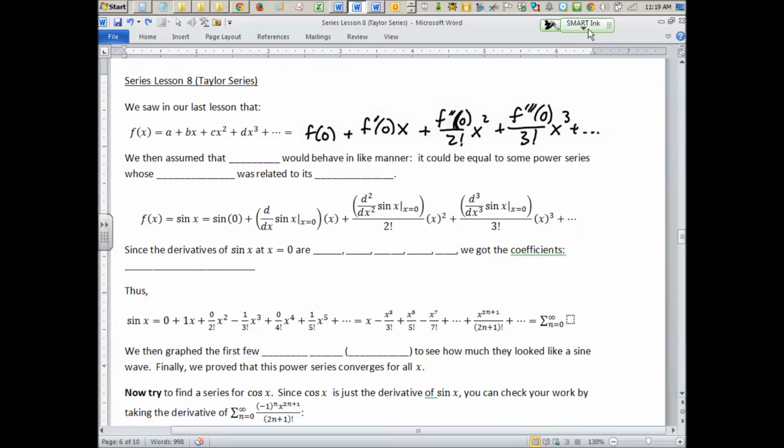Video. Okay? So anyway, we assumed also then that sine x would behave in like manner. Even though sine x isn't really a polynomial, maybe we could think of it as a polynomial and figure out its coefficients. So this is a huge logic jump. But what we did was we said maybe it is a power series whose nth coefficient is related to its nth derivative, the same way the polynomial was.